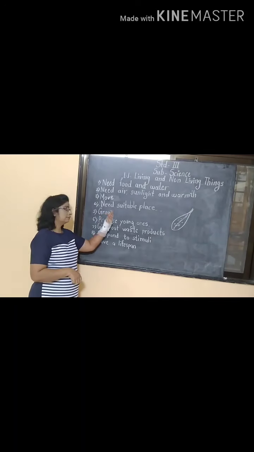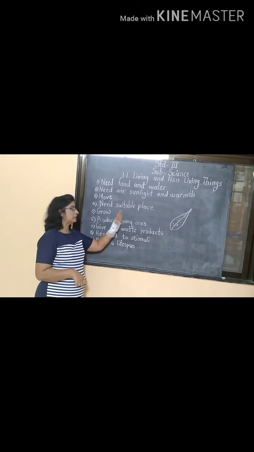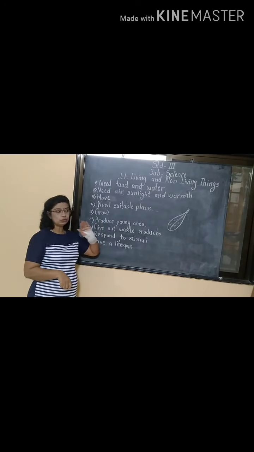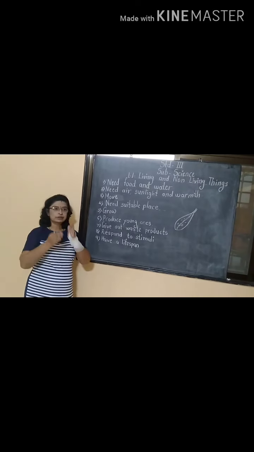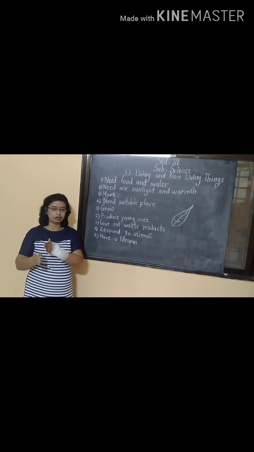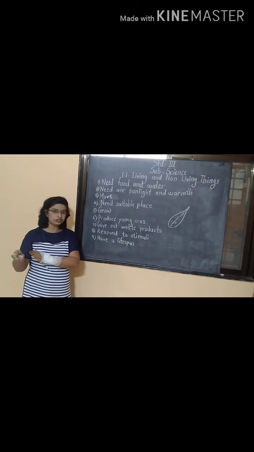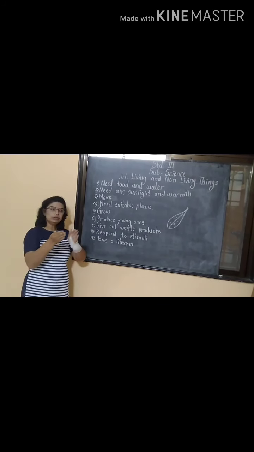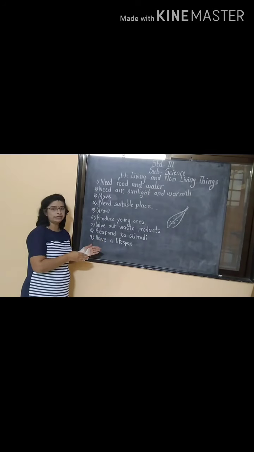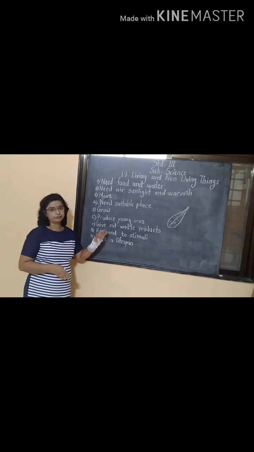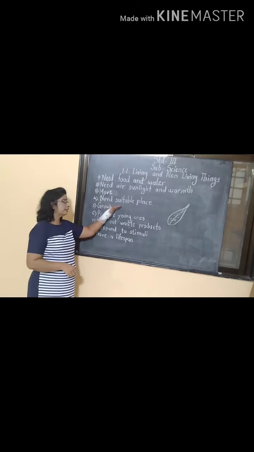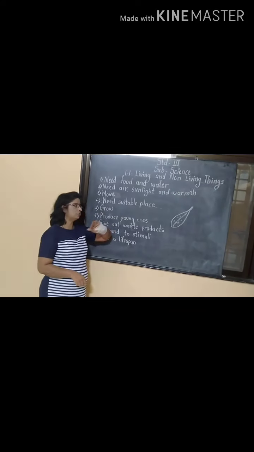So that's why all living things need a suitable place to live, because animals like Arctic fox and polar bear live in the polar region, the cold region. If you take that animal to the hot region, they can't stay alive. So they need their suitable place to live.